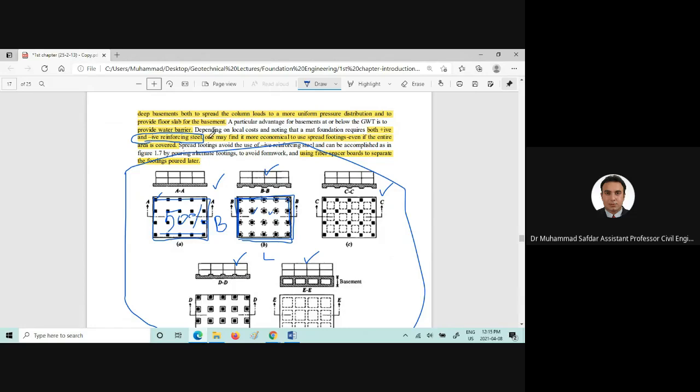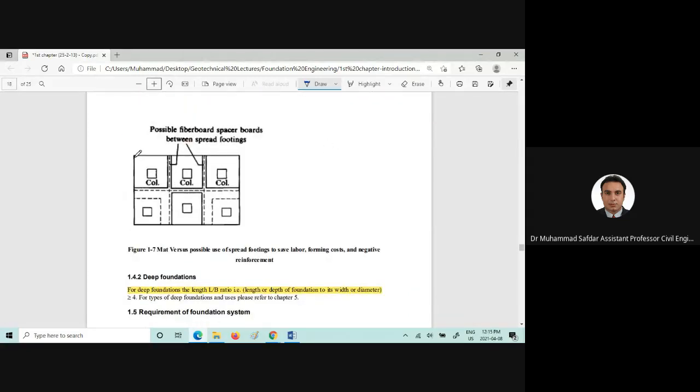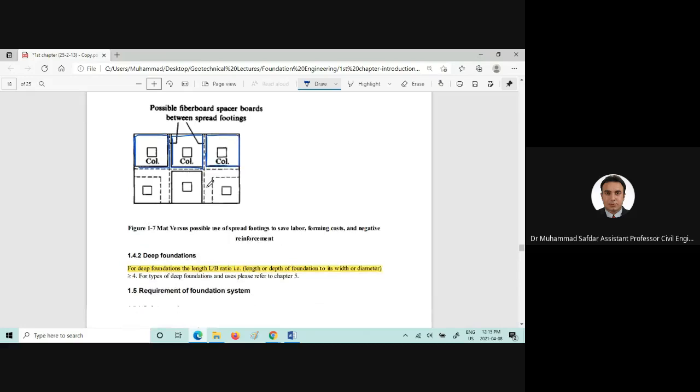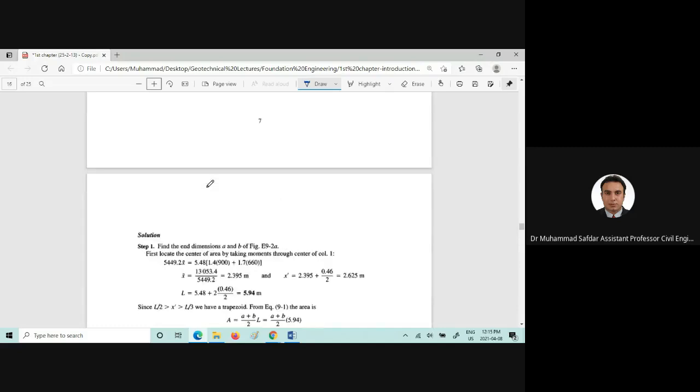So people avoid these using the fiber spacer boards here, even if it's a very, very large foundation beneath that column, but they provide some spacer here just to avoid those negative reinforcement. Again, reinforcement costs money, and that money you need to save as a geotechnical engineer. If you are not saving money, if you are not saving time there, you need to work on the training, experience, scientific principles and the engineering judgment here, which we discussed.